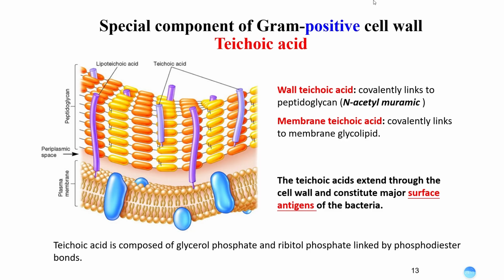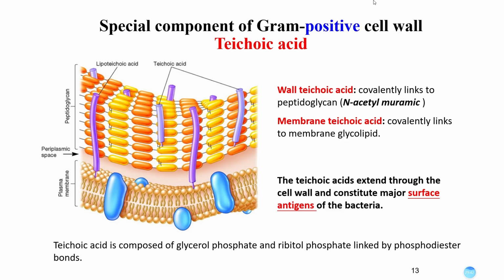If it's linked to the membrane, we call it membrane teichoic acid. If it's linked to the cell wall, we call it wall teichoic acid. It's covalently linked to the peptidoglycan. Again, it's teichoic acid, and this is a special component of the gram-positive bacterial cell wall.